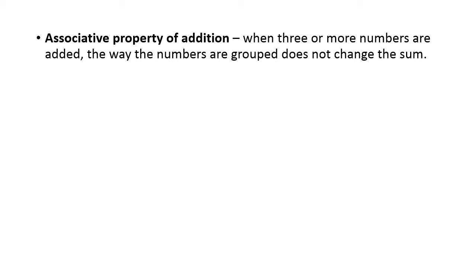One is the associative property of addition, which states that when there are three or more numbers added together, the way that the numbers are grouped does not change the sum. So you could add 2 plus 3 first, and then add 4, and you'll get 9. Or if you add 3 plus 4 first, and then add 2, you will still get 9.